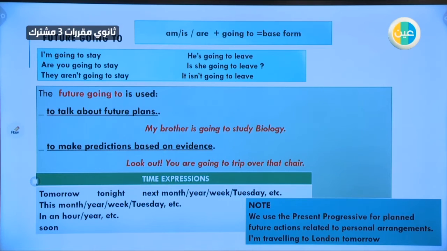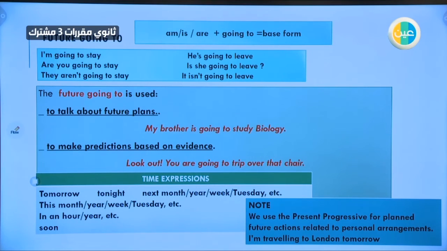How can I make the question? Here I have a helping verb, so you are going to use is, are, the helping verb that you have. Are you going to stay? Negative: you are going to use aren't, isn't, am not, okay? They aren't going to stay, so negative.